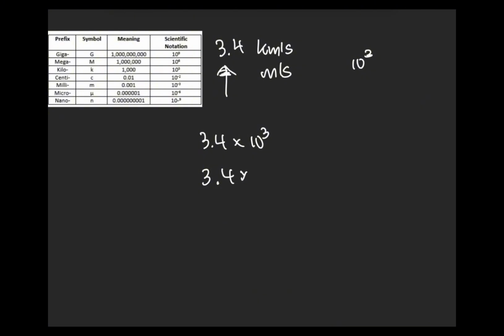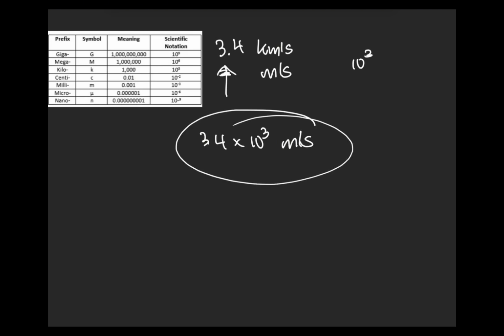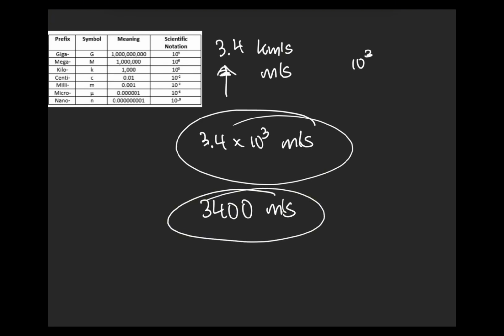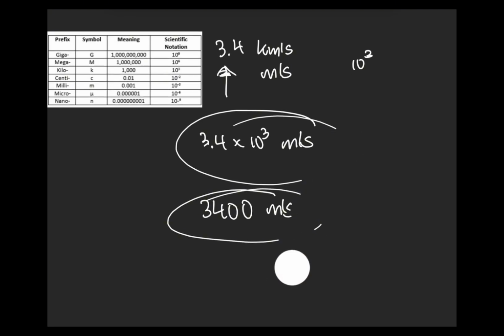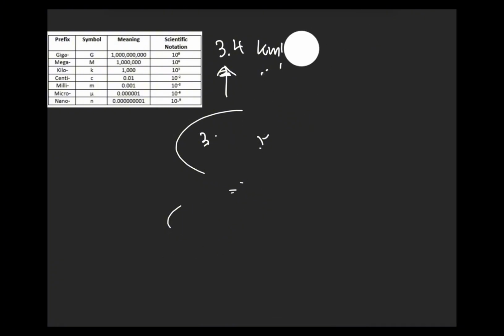3,400. Well, you could just leave it like this and it still would be correct. Some people like to multiply it out, but they're both correct. Now we're going to move on to the next question. This question is going to be a little harder. It's going to be a little more difficult.